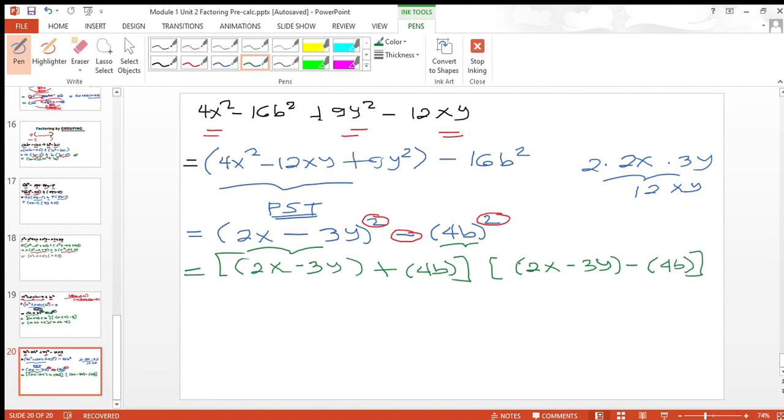So that's a difference of two squares. First term squared minus second term squared is first term plus second term times first term minus second term. And then, just removing the signs of grouping, we have 2x minus 3y plus 4b multiplied by 2x minus 3y minus 4b. And that will now be our final answer. Again, look at the final answer. It is a product.